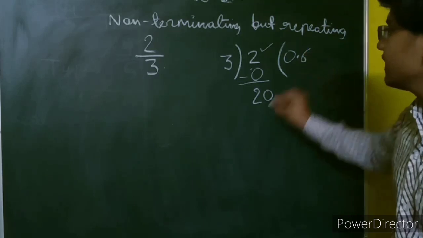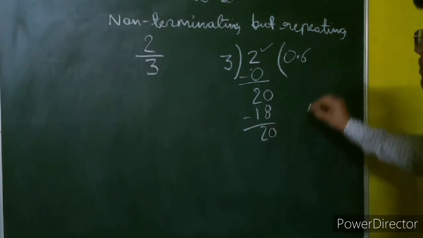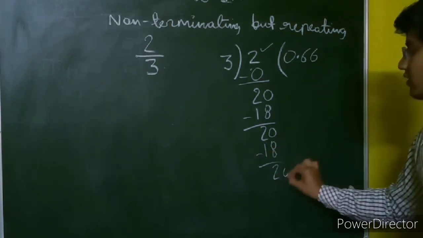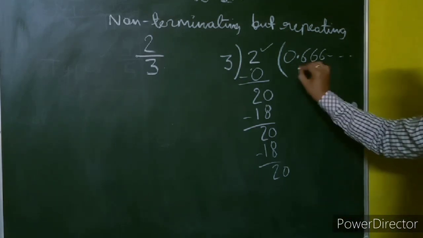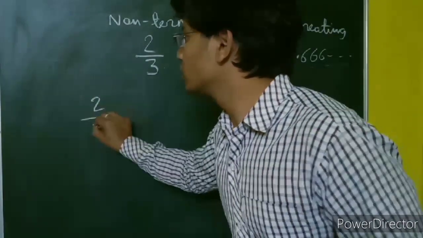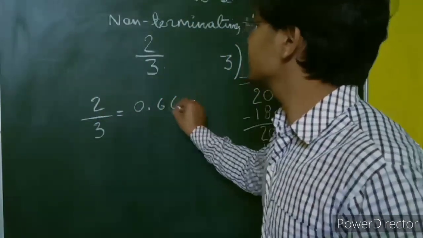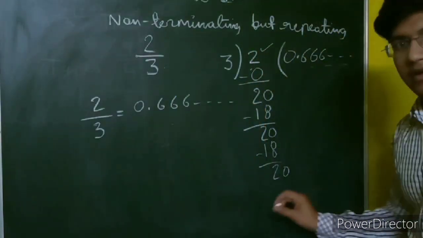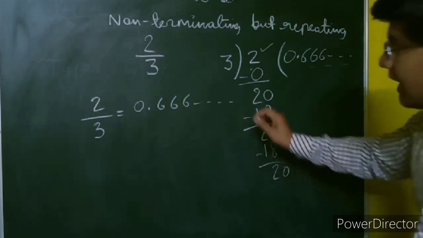3 6 are 18. Once again 2 is there. We will take here 0. So 3 6 are once again 18. Then 2. Then 3 6 are 18. So ultimately this will not end anywhere. So we will have 2 upon 3 equals to 0.666 dash dash dash. It is not ending anywhere. It will be like this only.